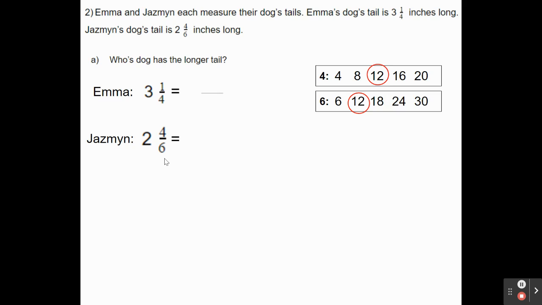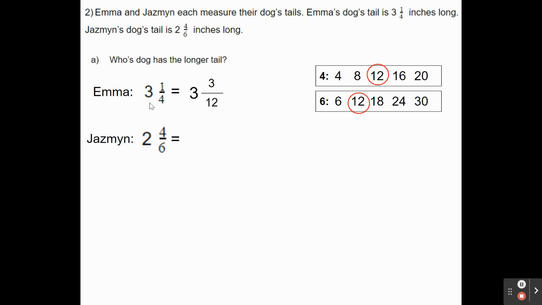Let's start with Emma. We know that the denominator is going to be 12. So now let's ask ourselves, what do we multiply by 4 to get to 12? Well, 4 times 3 gets us 12. So let's multiply by 3 on the top. 1 times 3 is 3. The whole number 3 in front stays the same. So 3 and 1/4 is equivalent to 3 and 3/12.